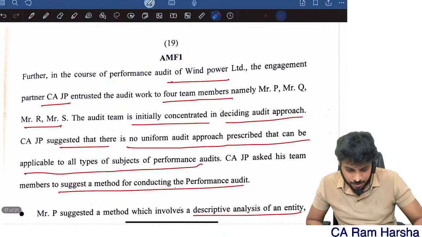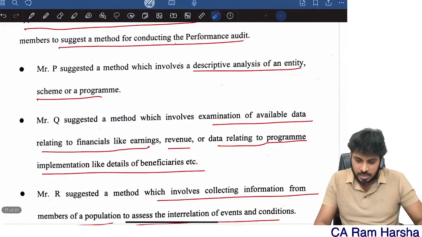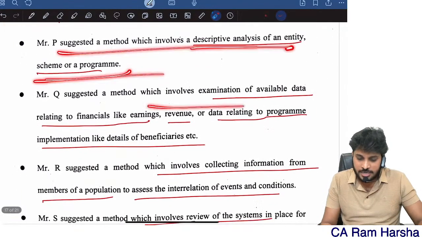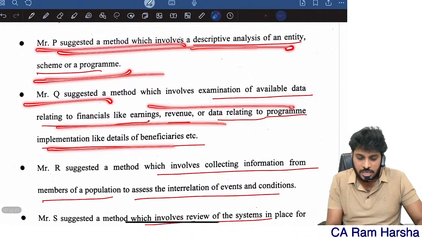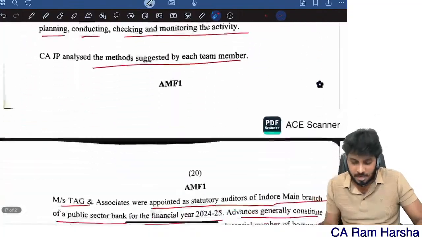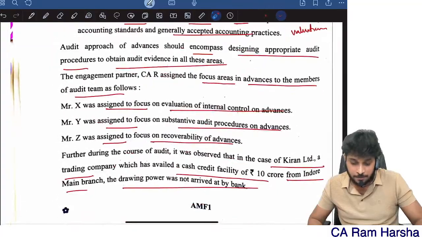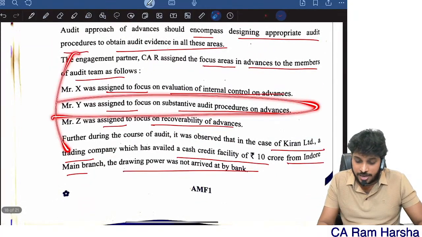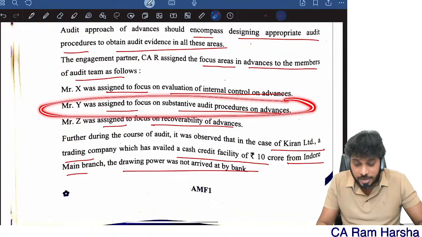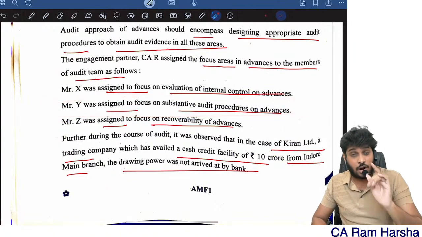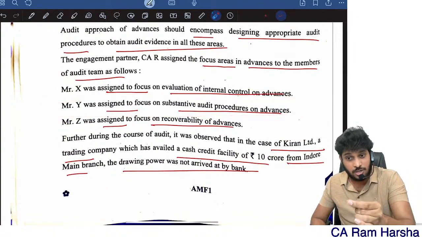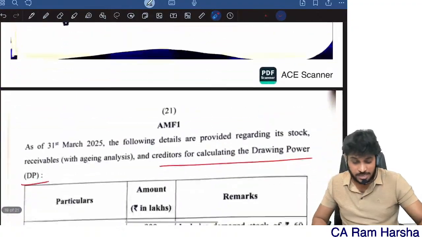Then, here is a performance audit related question. Each team member has suggested some method. So regarding that, what question are they asking? This is regarding bank loans, the audit of bank advances. On this point they asked about substantive procedures in the audit of banks: what a substantive procedure includes and what it does not include.